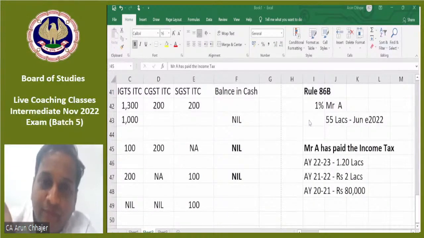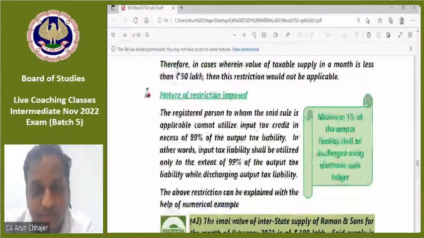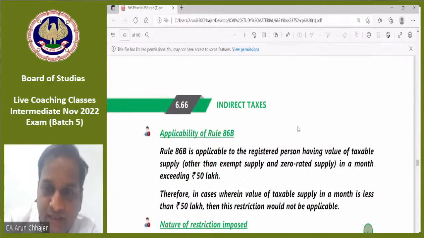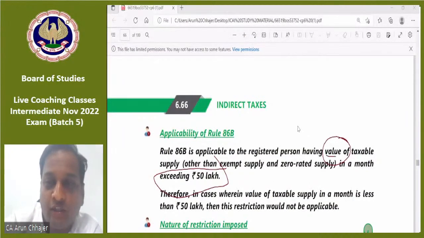Give me the confirmation. Is it clear to all? Or is there anything I need to explain? See, it is the value exceeding 50 lakhs, not the tax.